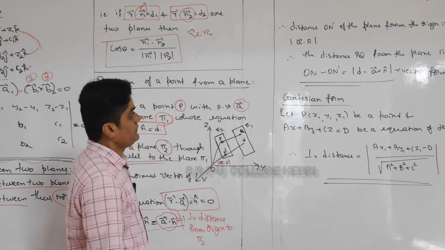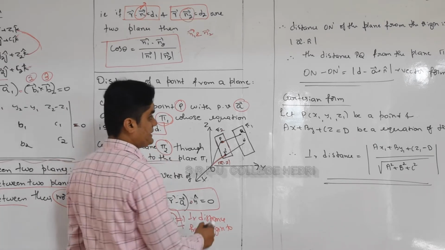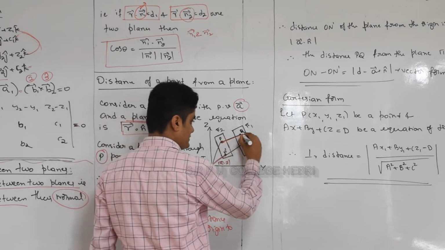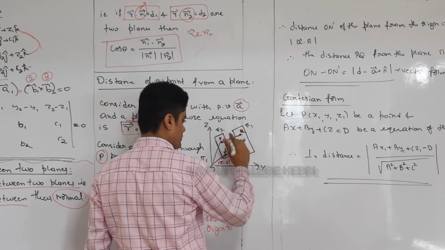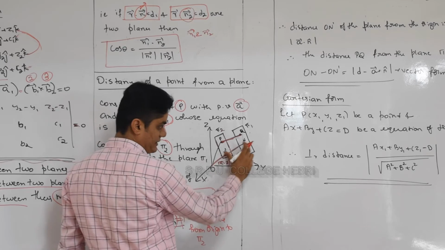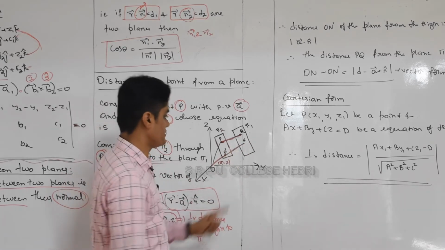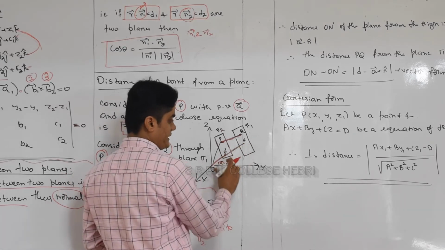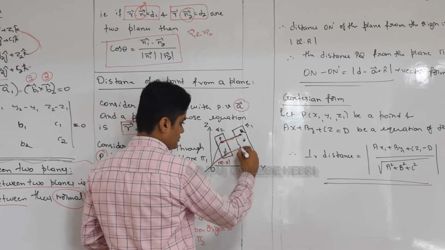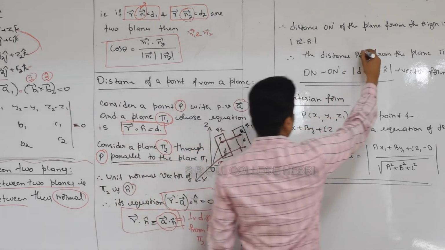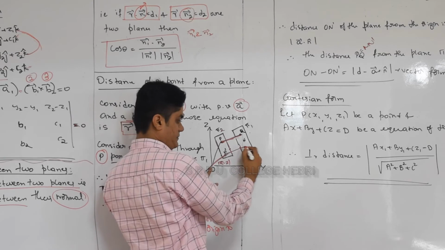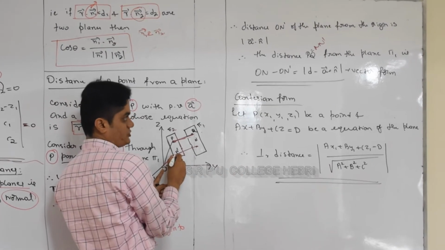Now therefore, the distance PQ is the required distance, the distance from the point P to the plane. This required distance is equal to NN dash because they are parallel to each other, and NN dash is also equal to ON minus ON dash, because they are parallel like this. So PQ is equal to NN dash, and NN dash can be written as ON minus ON dash.